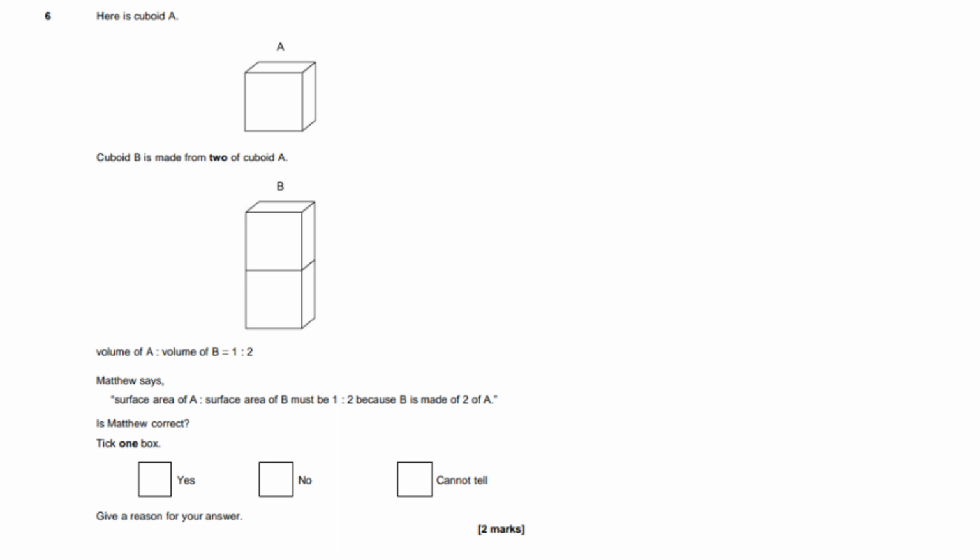Right, question 6. Here's cuboid A. Cuboid B is made from two cuboid A's. Okay, so we've got cuboid A, and we've got two of them to make cuboid B.